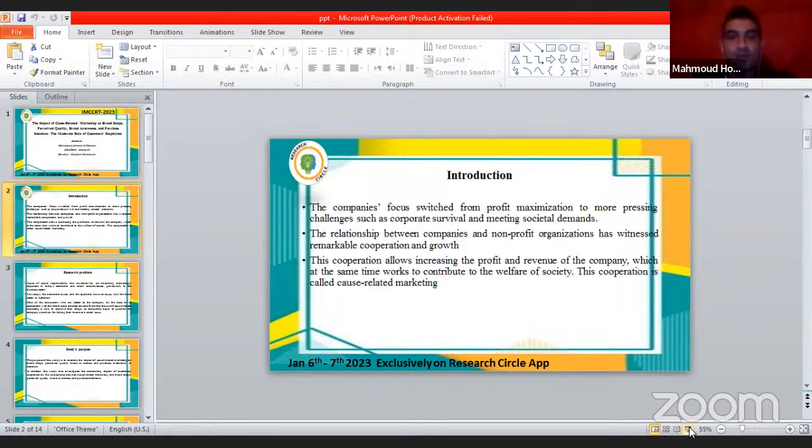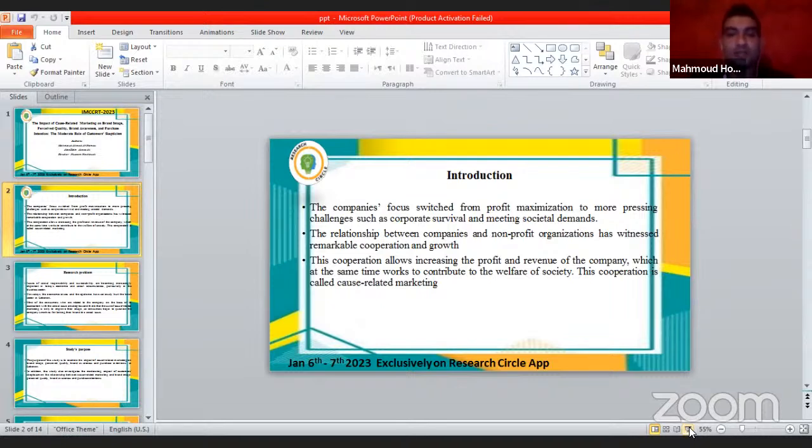The companies' focus switched from profit maximization to more pressing challenges such as corporate survival and meeting societal demands. The relationship between companies and non-profit organizations has witnessed remarkable cooperation and growth. This cooperation allows increasing the profit and revenue of the company, while at the same time contributing to the welfare of society. This cooperation is called cause-related marketing.